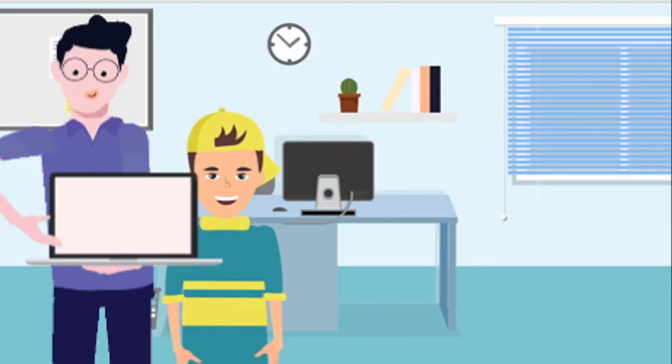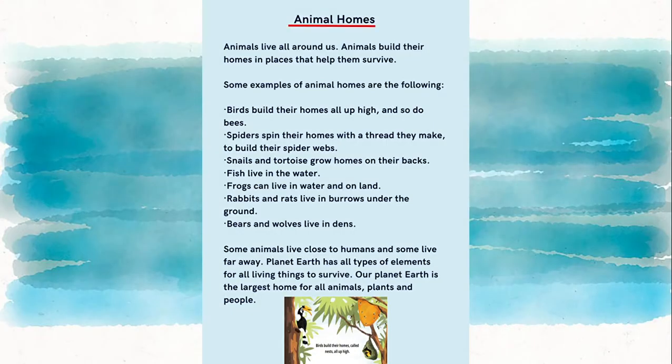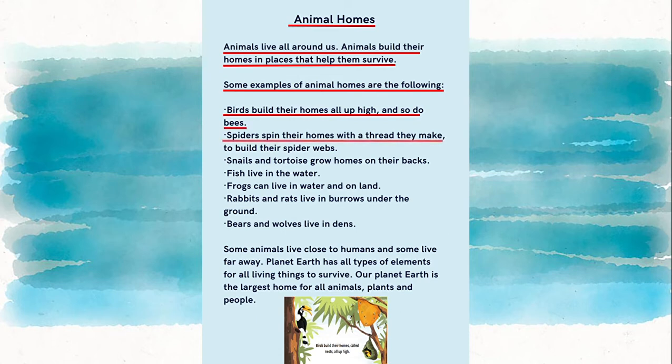Here is one. Can you read it? Sure. Animal homes. Animals live all around us. Animals build their homes in places that help them survive. Some examples of animal homes are the following. Birds build their homes all up high, and so do bees. Spiders spin their homes with a thread they make, to build their spider webs. Snails and tortoises grow homes on their backs.